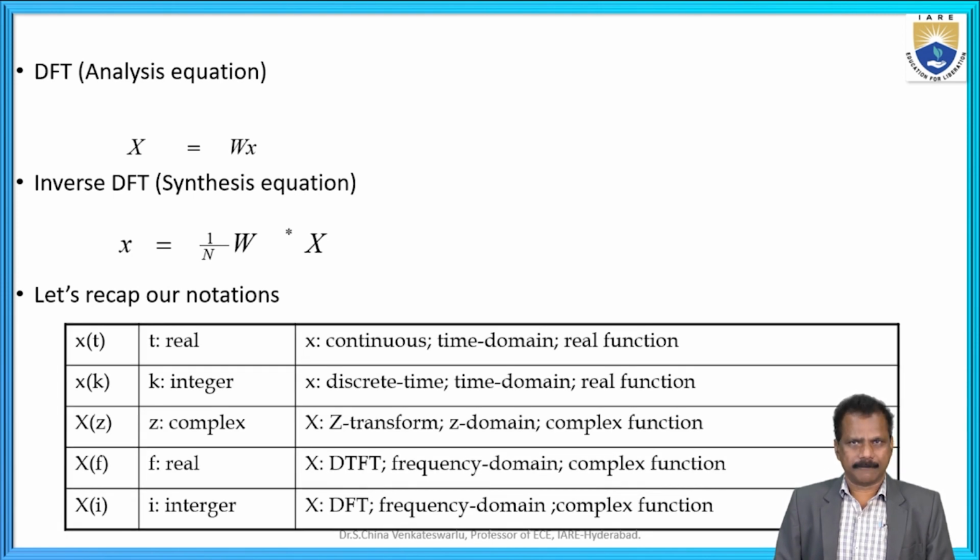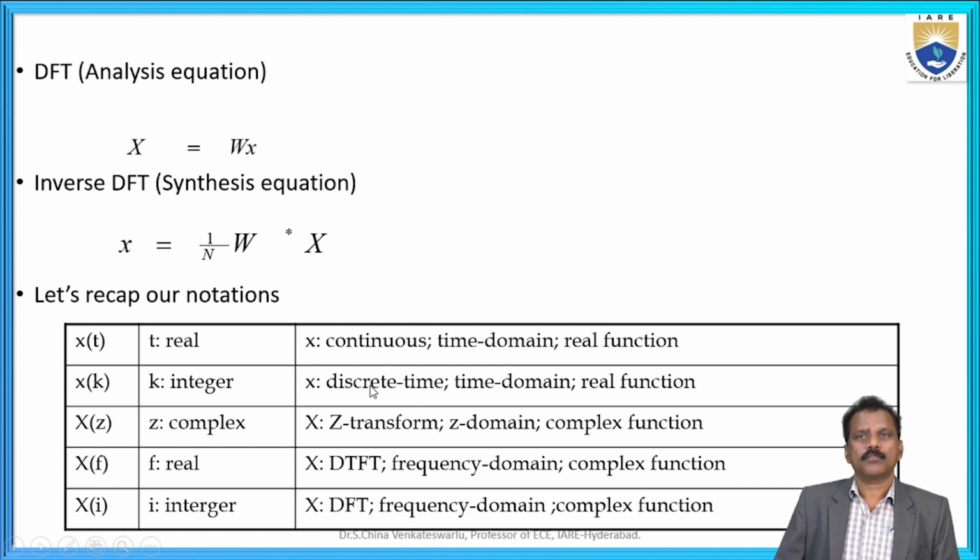How does it vary? Here, x of t, where t is real, is normally a continuous time signal, isn't it? We know that x of t is a continuous time signal, continuous with reference to the time domain, and a real function. Similarly, x of k, where k is an integer, is discrete time, in the time domain and a real function.